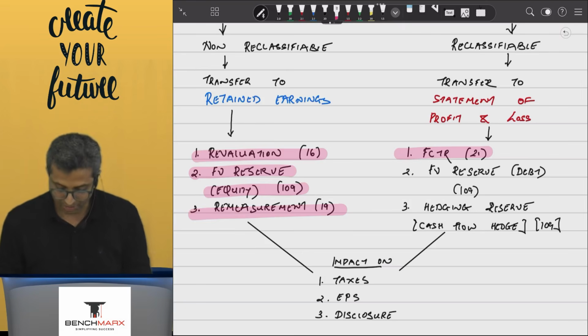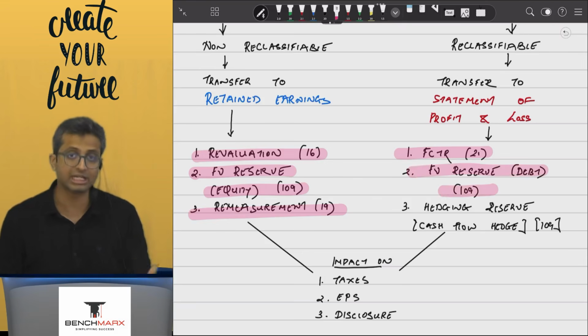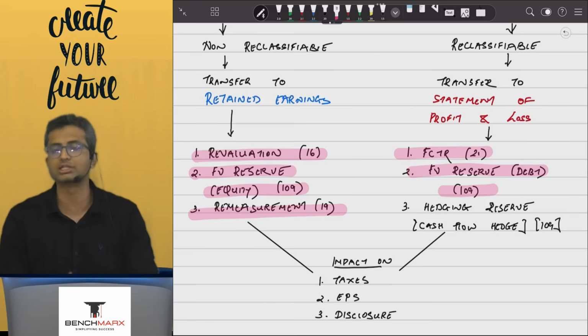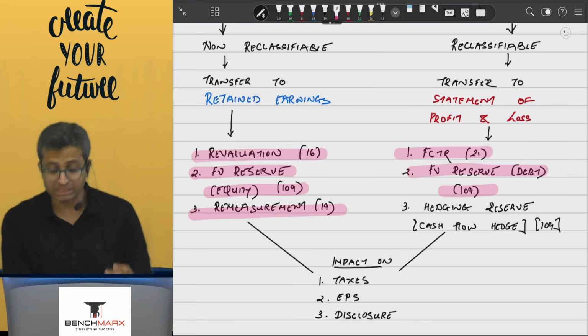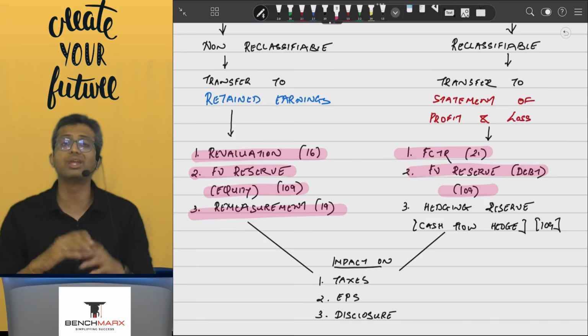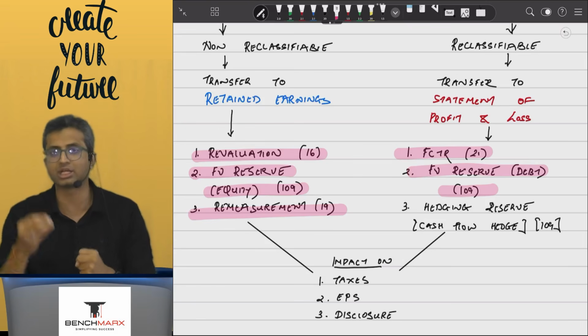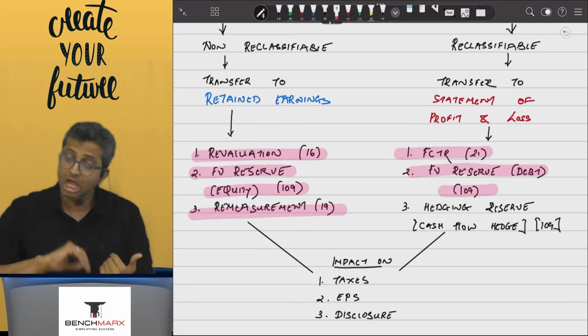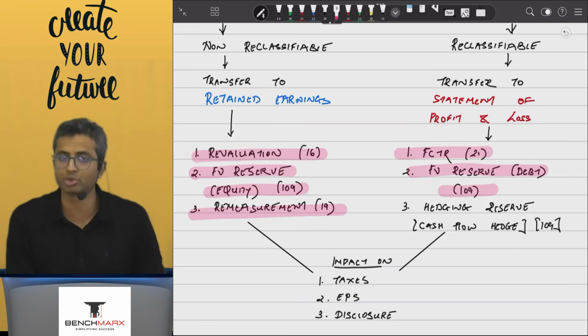Secondly, you will have a fair value reserve on FVOCI debt, in which case again the unrealized gains or losses on the debt investments will be taken into the OCI. And last is the hedging reserve. This is specifically for a cash flow hedge, and we wait till the actual cash flow, like interest or sales, arises, when the balance in the hedging reserve will be transferred to the P&L account.